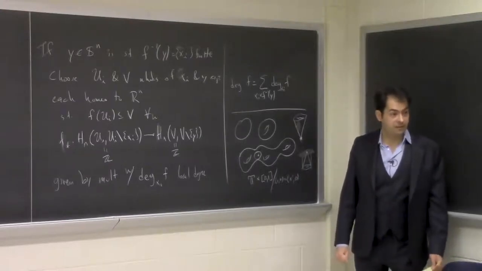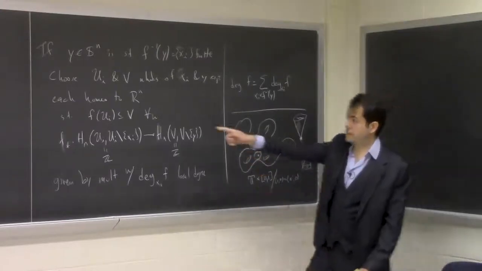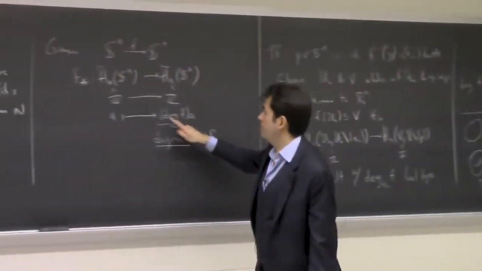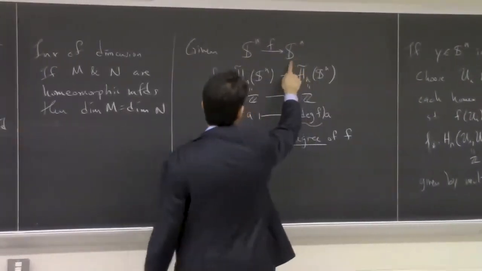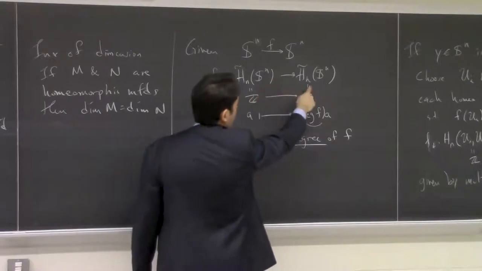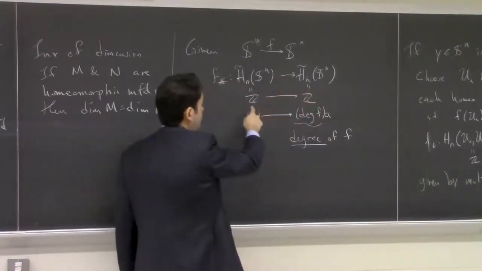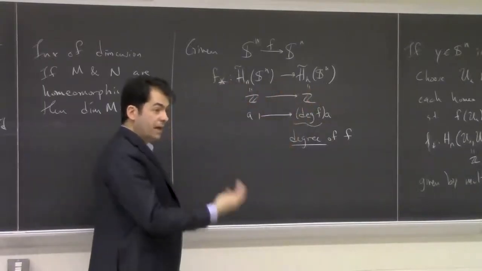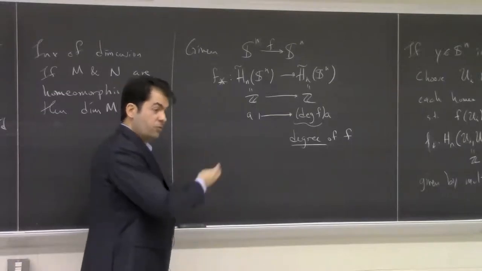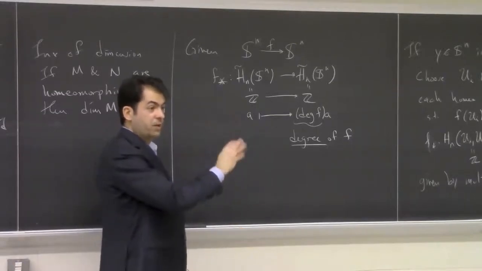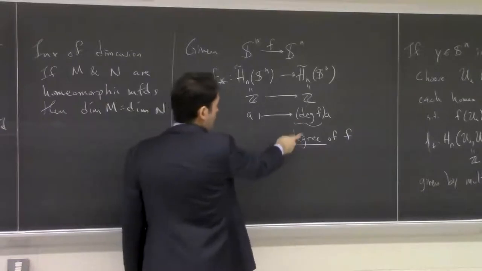What was the degree of a function? It's an integer. You give me any function that goes from Sn to Sn. I look at the induced map on the top homology group, which is just a map from the integers to the integers. Every homomorphism from the integers to itself is given by multiplication by some integer. That integer we call the degree.